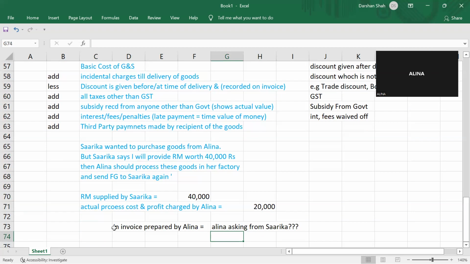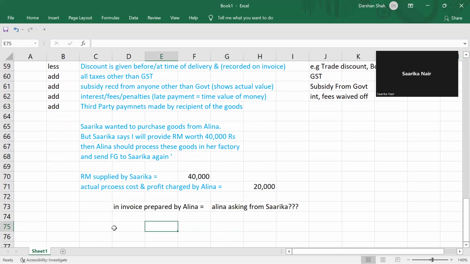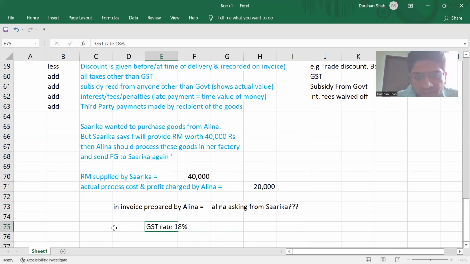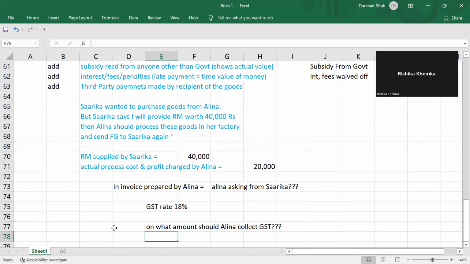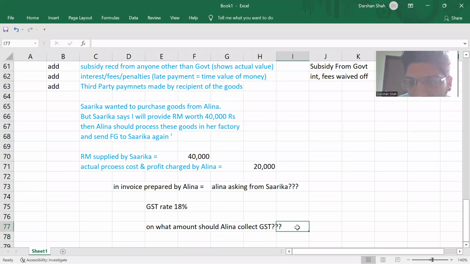20. Everyone agrees? Sarika will only pay an additional 20,000 to Alina. Everyone agrees? Yes, sir. Okay. Let us say GST rate is 18%. On what amount should Alina collect GST? Should she collect GST on 20,000? On 40,000? On 60,000? 60,000. Perfect. Because again, GST is on value of goods.